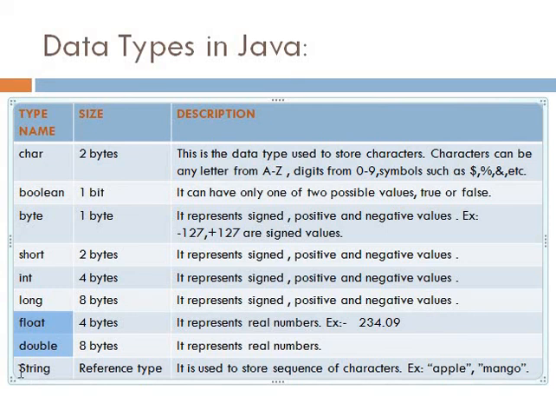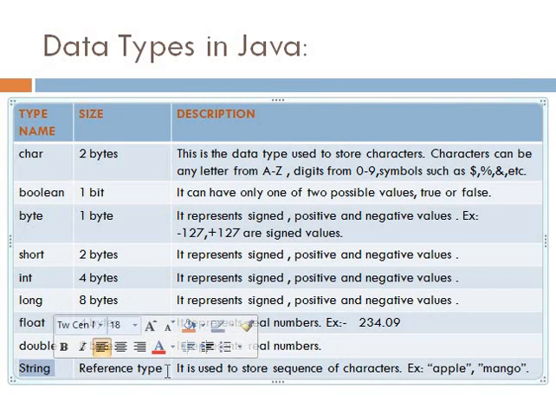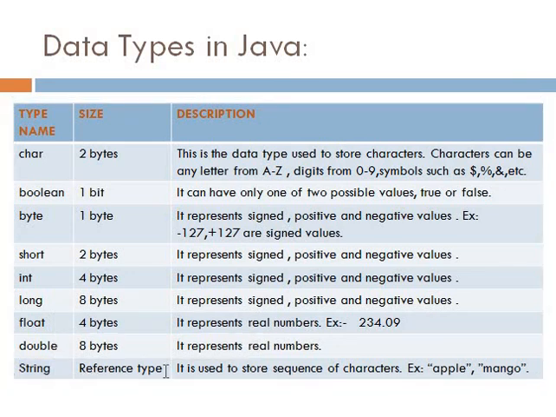Now let's come to the last data type, which is string. Its size is of reference type. Now reference type means this data type called string can have any size, and that size depends upon the number of characters it contains. So string is a data type which is used to store sequence of characters. For example, we can say that the word apple is a string, the word mango is a string.